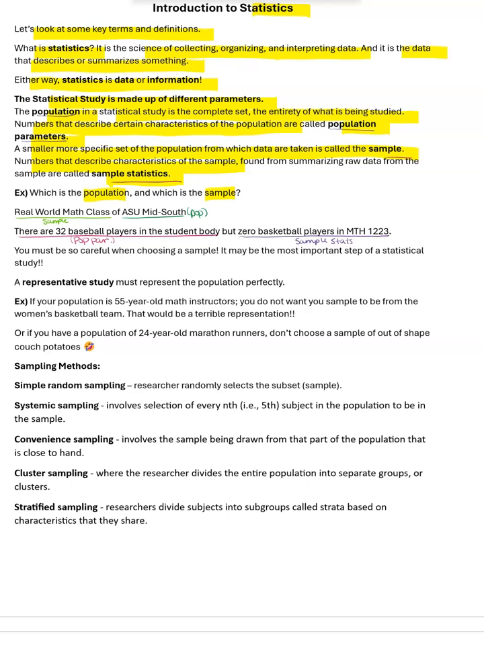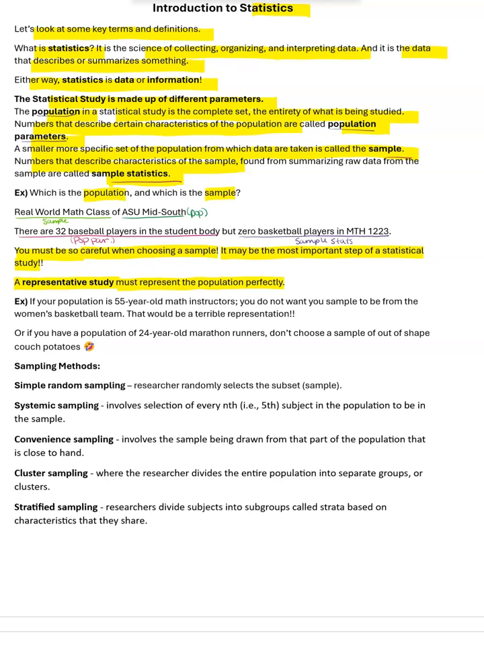Okay, but you must be careful choosing your sample, because it has to represent your population perfectly, okay? It may be the most important step of any statistical study, because if it doesn't represent your population, it's useless, right? So a representative sample must represent the population perfectly.